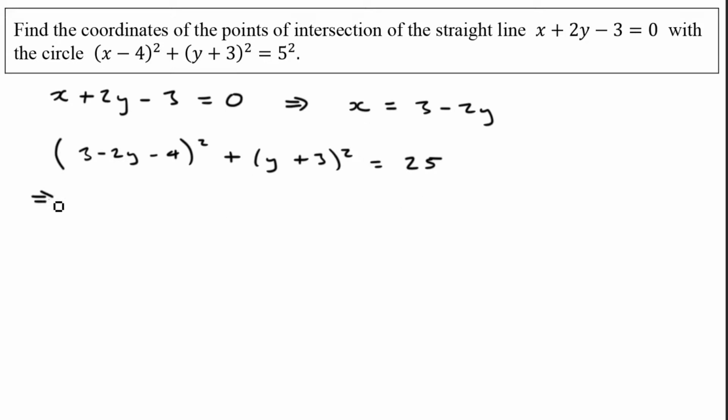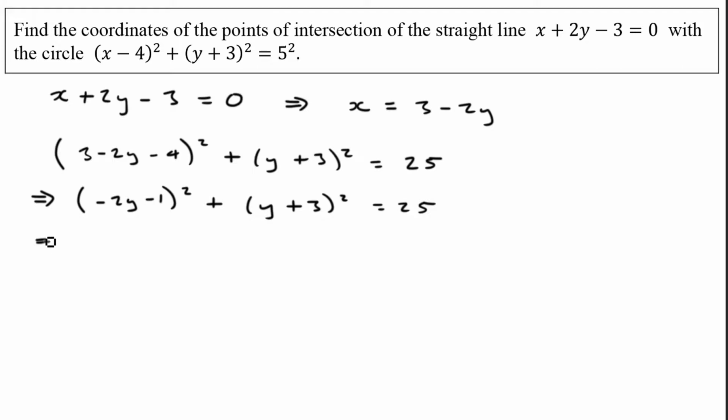Let's just clarify what that first bracket becomes. 3 - 2y - 4, we have (-2y - 1)² + (y + 3)² = 25. Just before we expand the brackets, let's make the observation that if you square a positive or negative value of the same magnitude, you will get the same answer. For example, 3 squared and negative 3 squared come to the same thing.